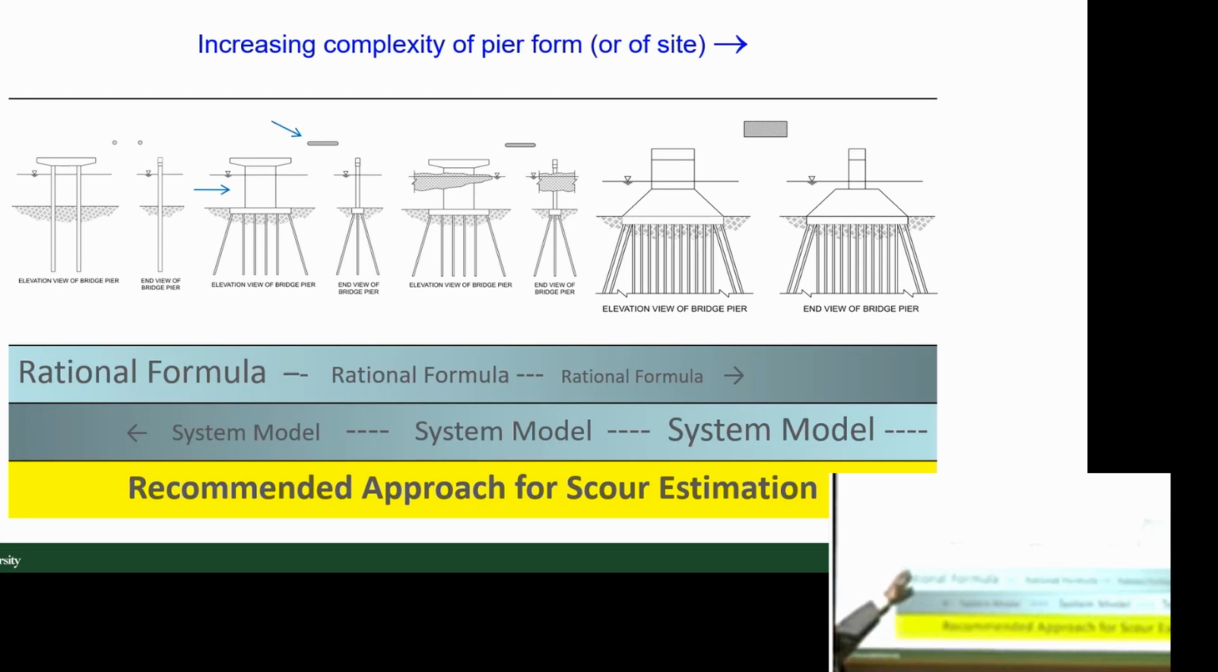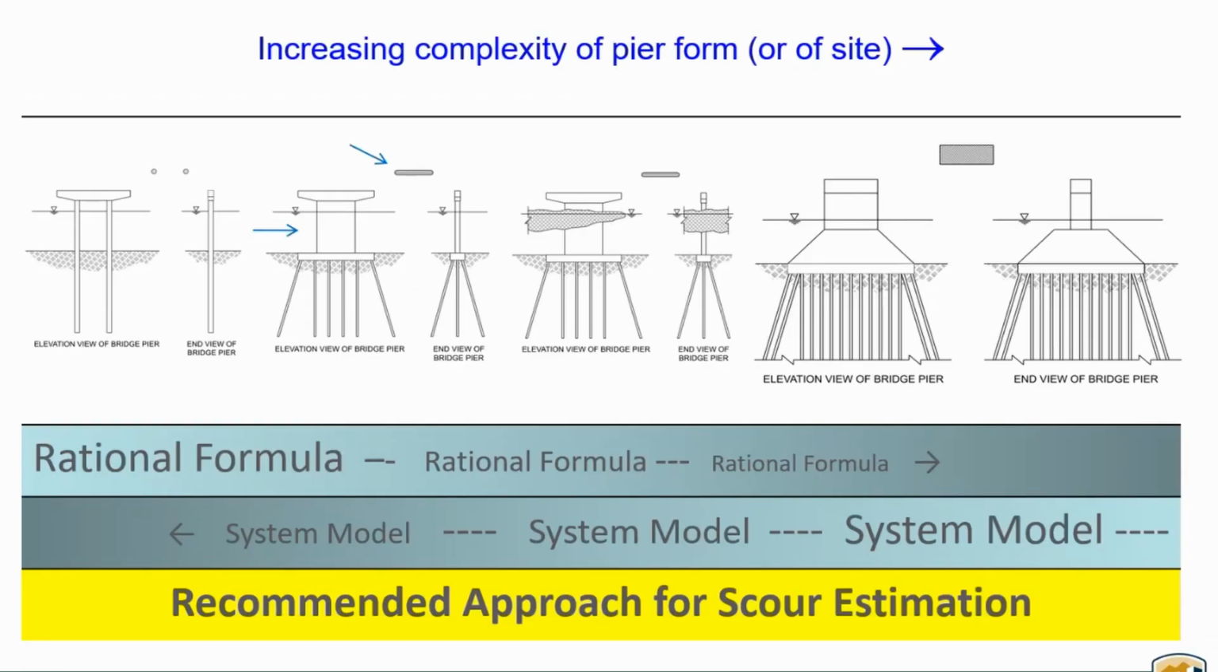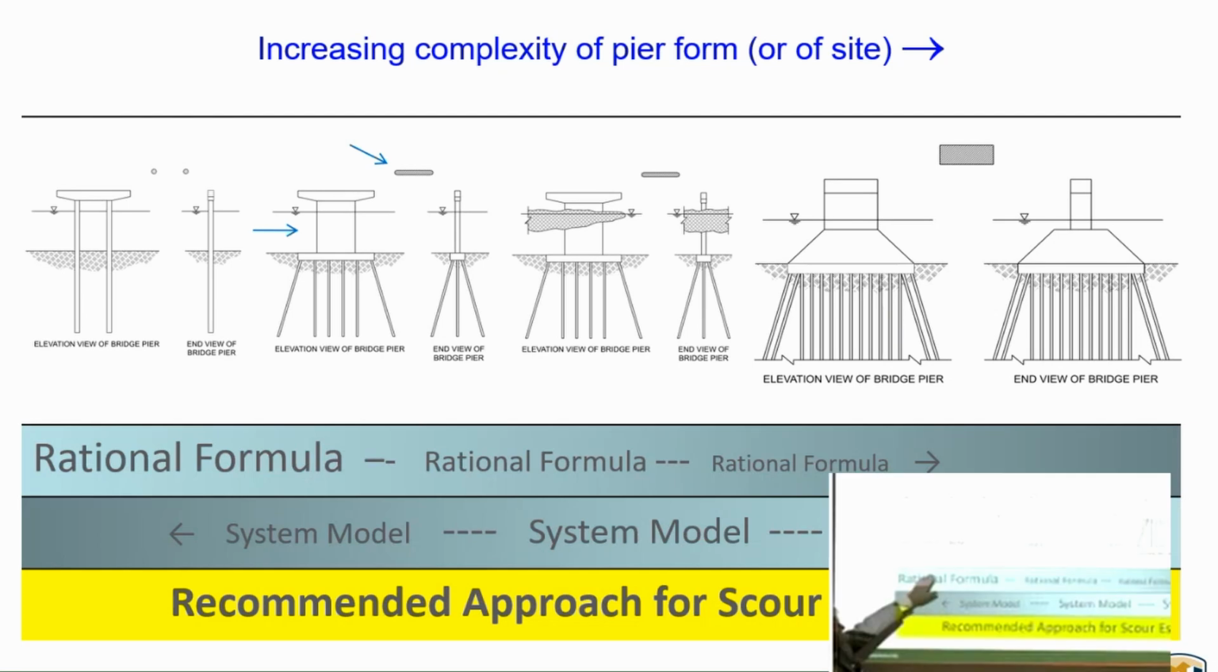So the semi-empirical relationships that you find in HEC 18, which is the leading Federal Highway Administration guide on scour: the rational equations apply well enough for simple pier forms, but as soon as you get complicated, you run into accumulation of woody debris or ice. Things can get more complicated quickly.